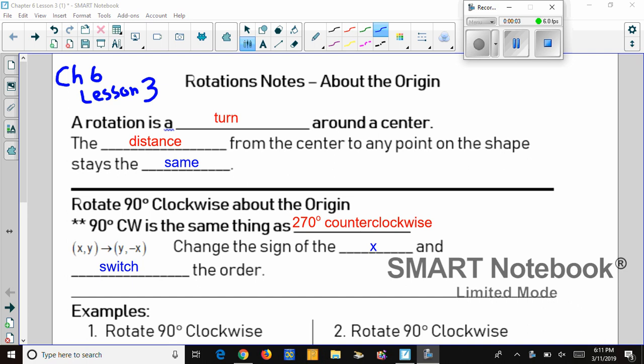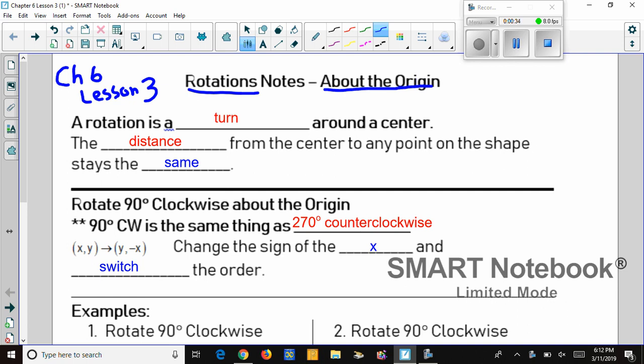Chapter 6, Lesson 3 deals with rotations. Another one of our transformations on the coordinate plane. A rotation is a turn around a center. And it's important to note that the distance from the center to any point on the shape stays the same throughout the entire transformation. Now, we are specifically dealing with rotations around the origin.